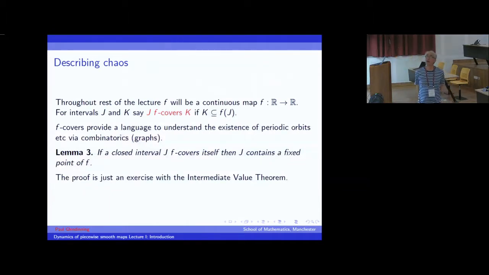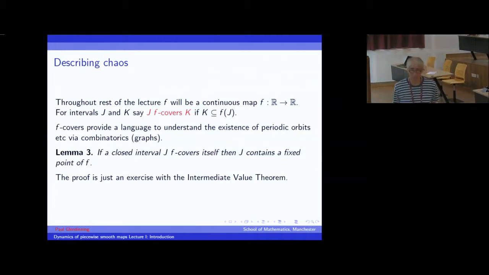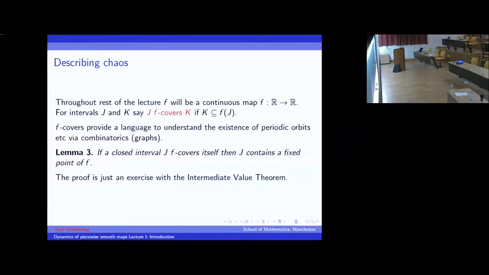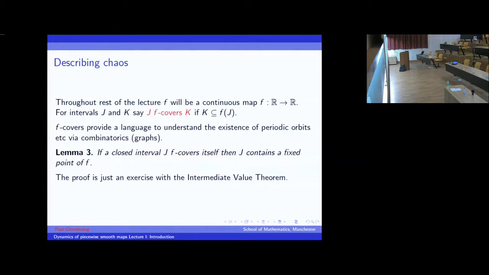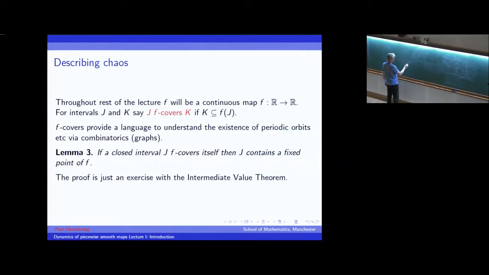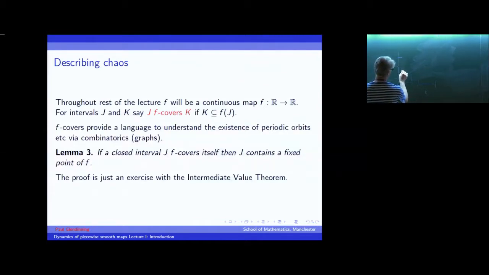We'll say J, F covers K, if K is contained in F of J. So all we're saying, got two intervals. I should probably say with disjoint interior, but here's J, here's K, and so we can draw J up here and K. Here's that point, that point, that point. All it says, if I look at F on J, it's got to map across the whole of K. It doesn't have to do it monotonically or anything, it just has to map across K. There's a particularly nice case when F of J equals K, and we'll come back to that one in a minute.